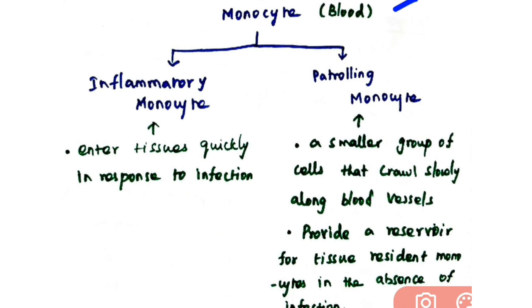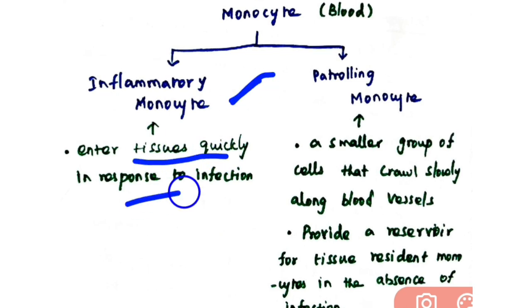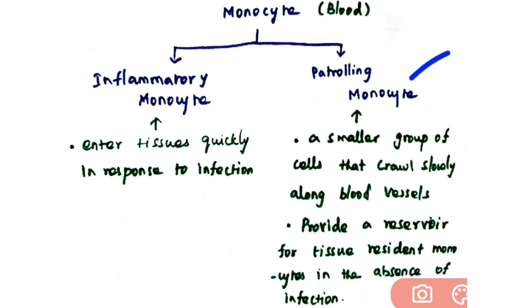There are two broad categories of monocytes. One is inflammatory monocytes and another one is patrolling monocytes. Inflammatory monocytes enter tissues quickly in response to infection, but patrolling monocytes are a small group of cells that crawl slowly along blood vessels. So these patrolling monocytes provide a reservoir for the tissue resident monocytes in the absence of infection, and they reside in the tissue in the absence of infection.